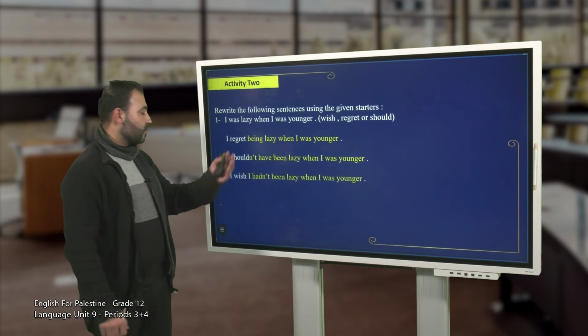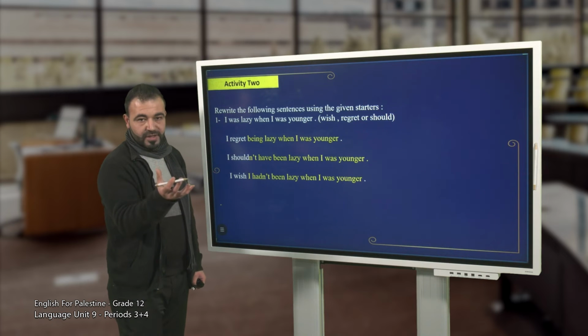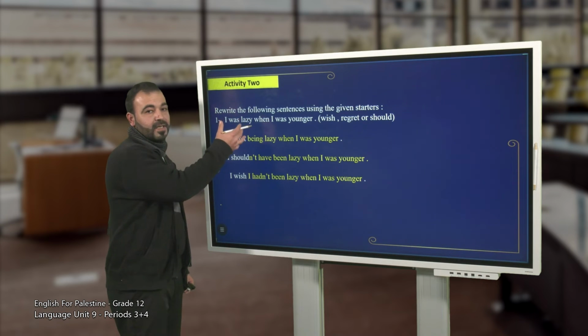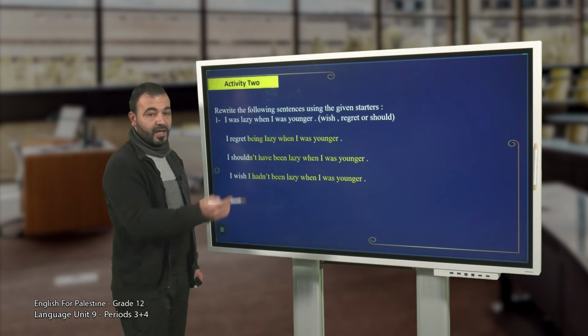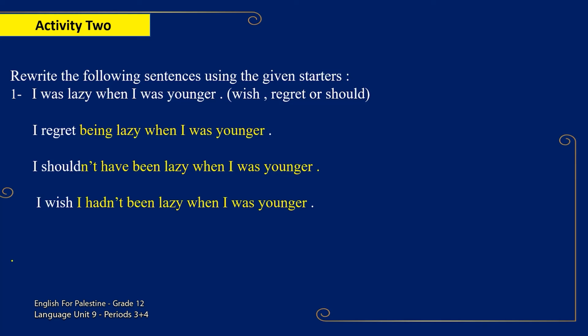The last one is with wish. Wish is the same as should. The positive sentences become negative after should and wish. I wish I hadn't been lazy when I was younger.